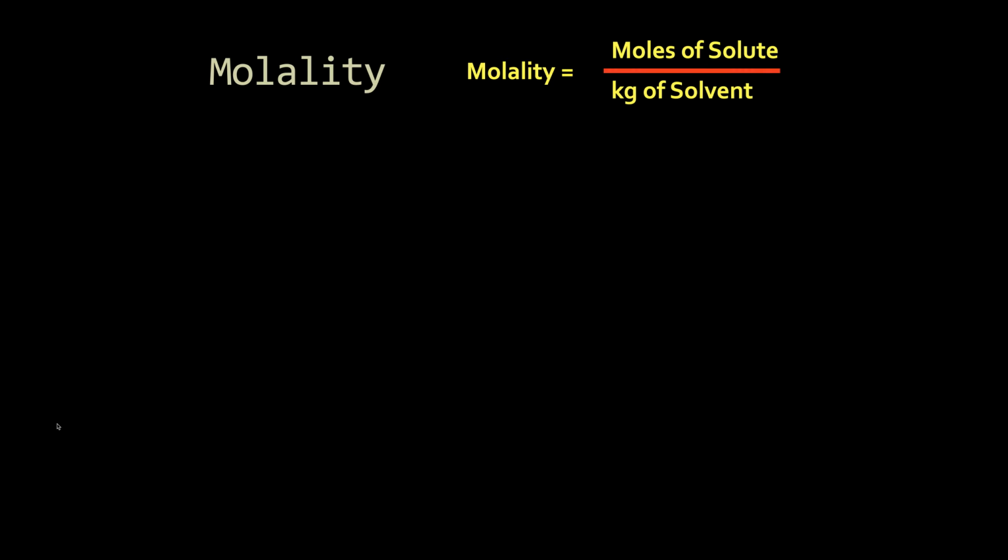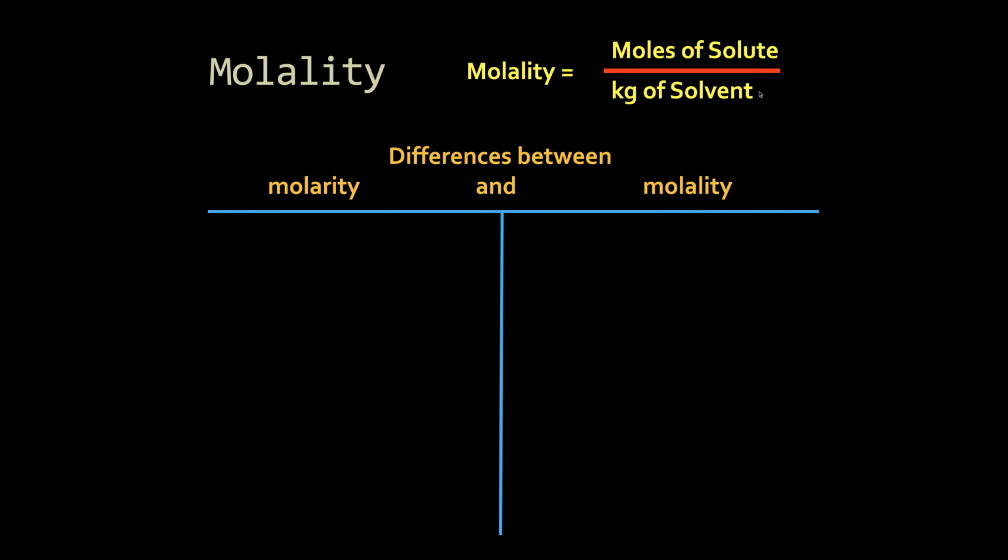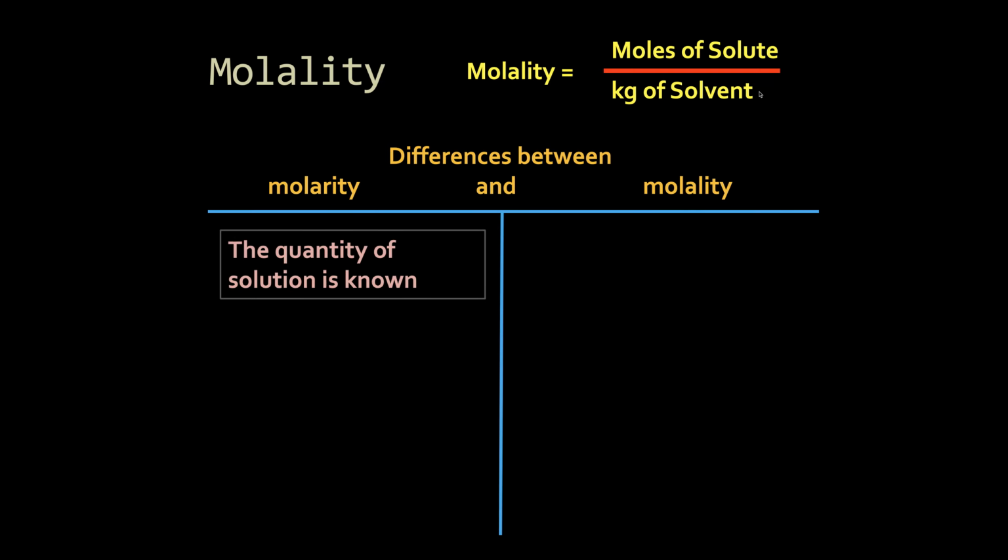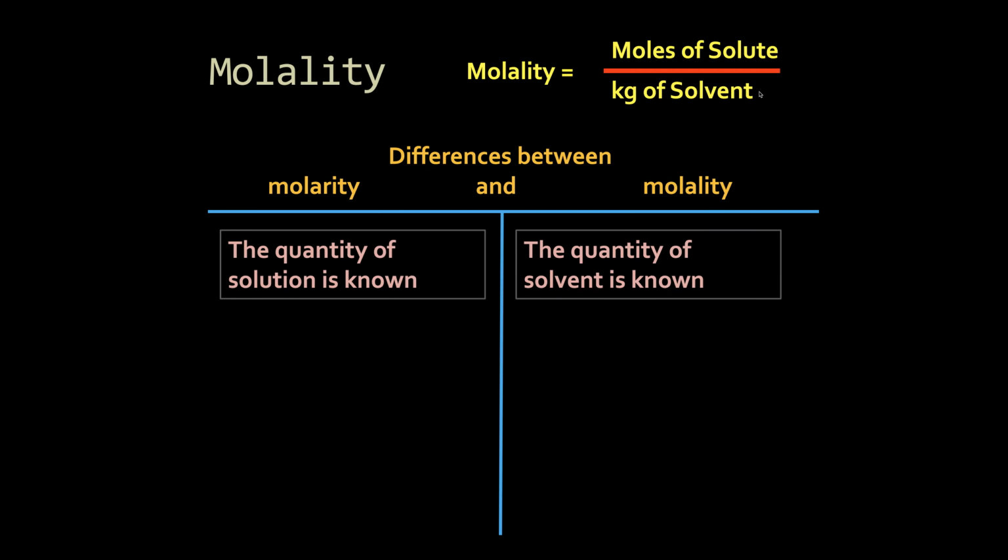Now, if you're taking the Regents exam, you don't need to know this, but if you're in an advanced class, you may need to know this. This is opposed to molarity, which was moles of solute per liter of solution. The differences between the two methods of figuring out concentration: for molarity, you know how much solution there is because it's moles per liter of solution. For molality, you know how much solvent there is because it's moles per kilogram of solvent.